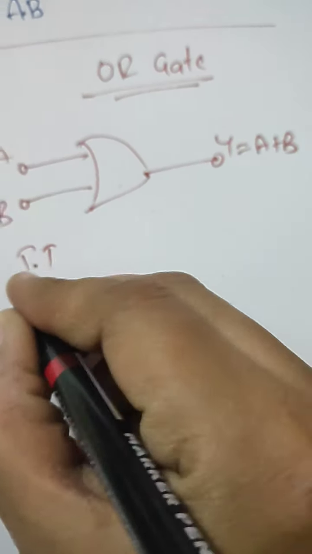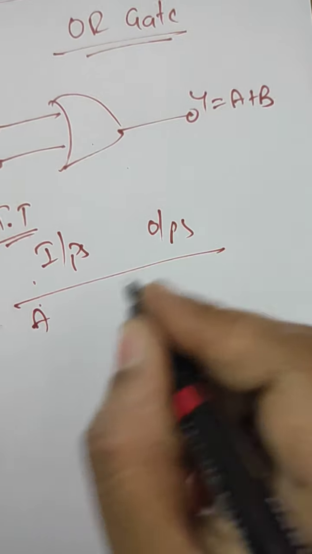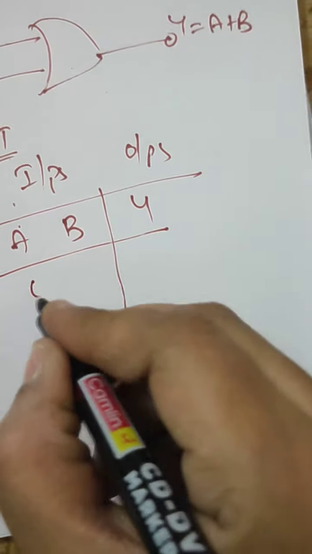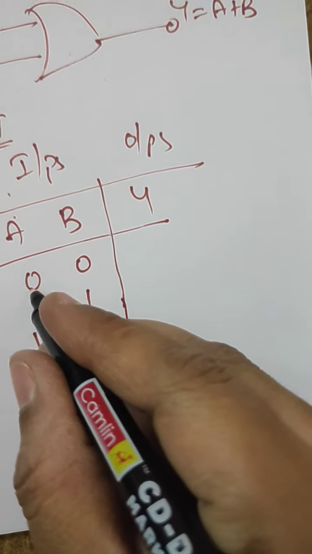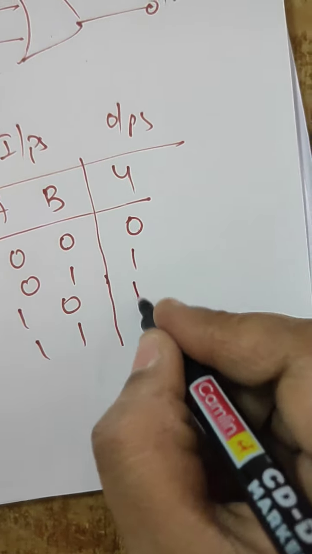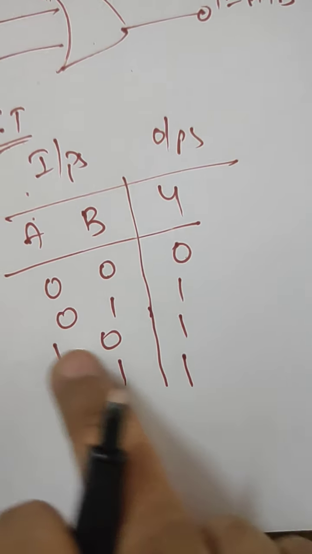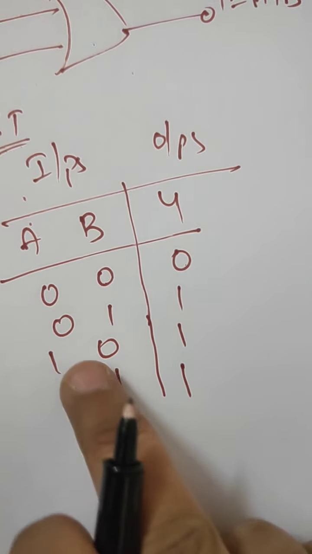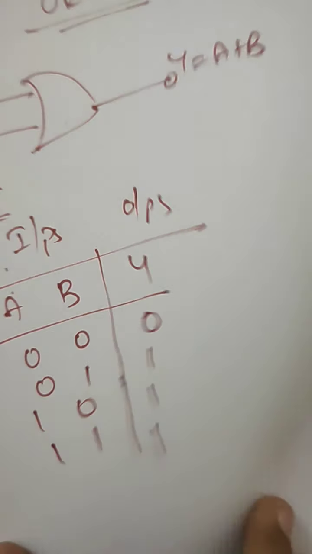If I take the truth table, inputs and outputs, again take the four combinations 0 0, 0 1, 1 0, 1 1. Then 0 plus 0 is 0, 0 plus 1 is 1, 1 plus 0 is 1, 1 plus 1 is 1. Any one of the inputs in high state, then the output will be high. Here any one of the inputs must be high, then automatically the output will be high. This is the logic behind the OR gate.